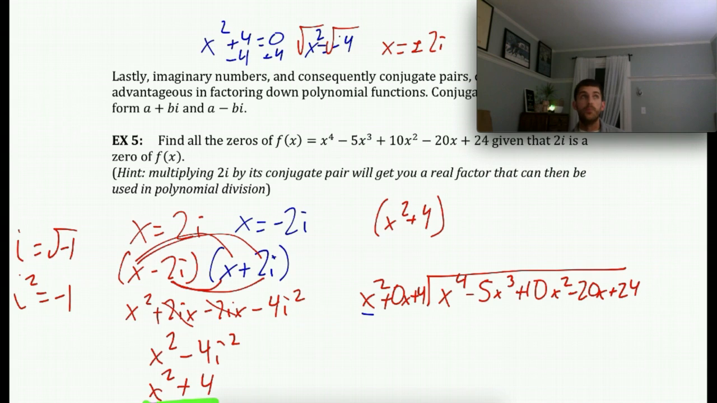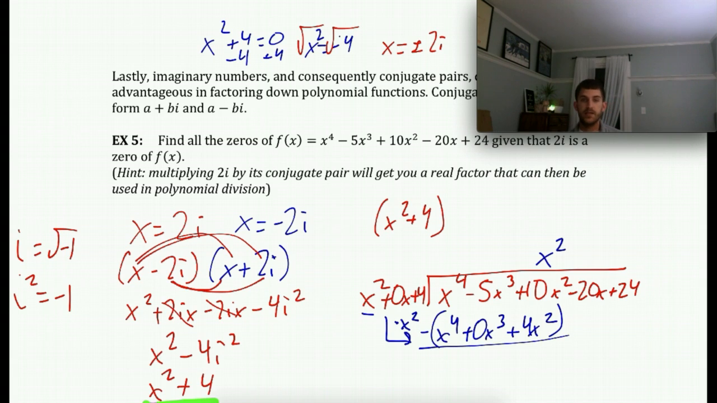How do we get to the biggest remaining term? x squared times what gives us x to the fourth? That's x squared. So we're going to multiply this whole thing by x squared. So x squared times x squared is x to the fourth. 0x times x squared is 0x to the third. And then 4 times x squared is 4x squared. Now, just like we've done in the past, we're going to subtract these two lines. x to the fourth minus x to the fourth cancels out. Negative 5x to the third minus 0x to the third is negative 5x to the third. And then 10x squared minus 4x squared gives us 6x squared.